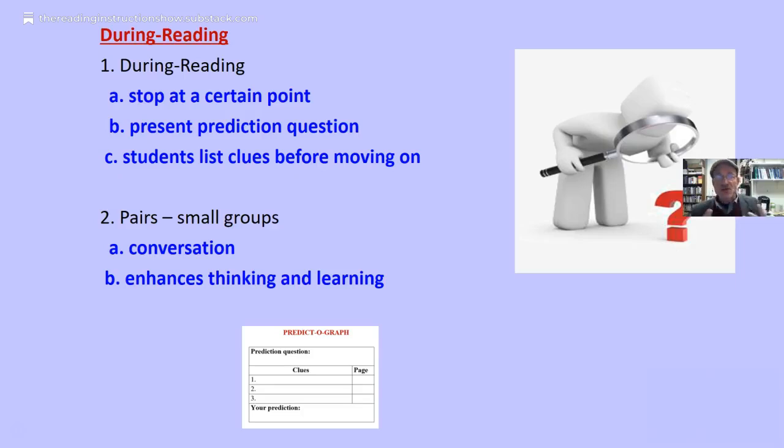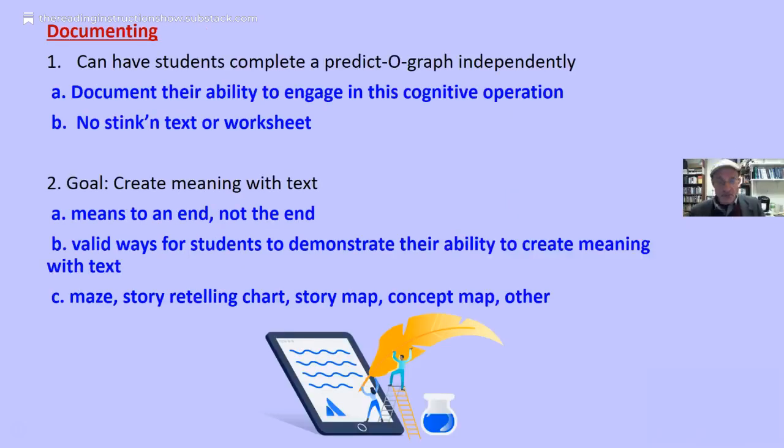Now, I like using pairs and small groups because the conversation that takes place enhances thinking and learning. So in small group, they are presented the prediction questions, and they have to go back or think about the clues and the page number before they make their prediction.